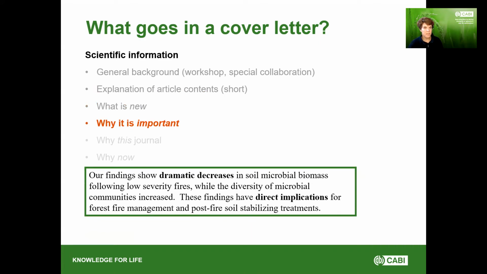You also should have an explicit statement of why these findings are important. Here's an example. Our findings show dramatic decreases in soil microbial biomass following low severity fires, while the diversity of microbial communities increased. These findings have direct implications for forest fire management and post-fire soil stabilizing treatments. So there is a clear statement of why the editors and the readers of the particular journal, here you would think that it's about soil microbiota, would find this information important and interesting.